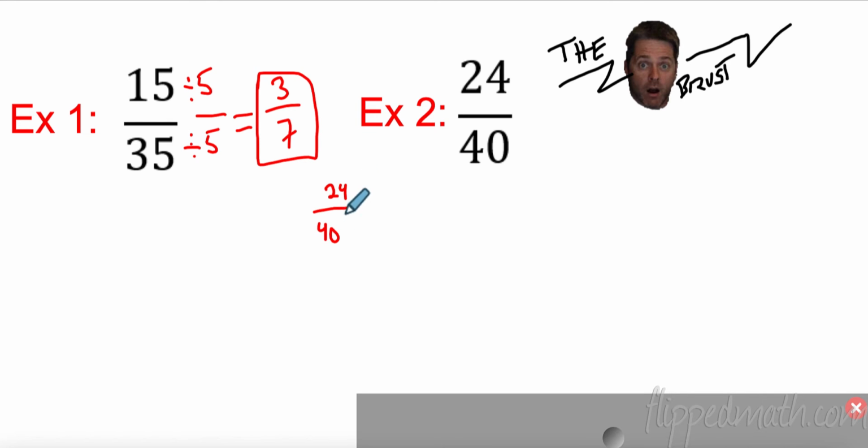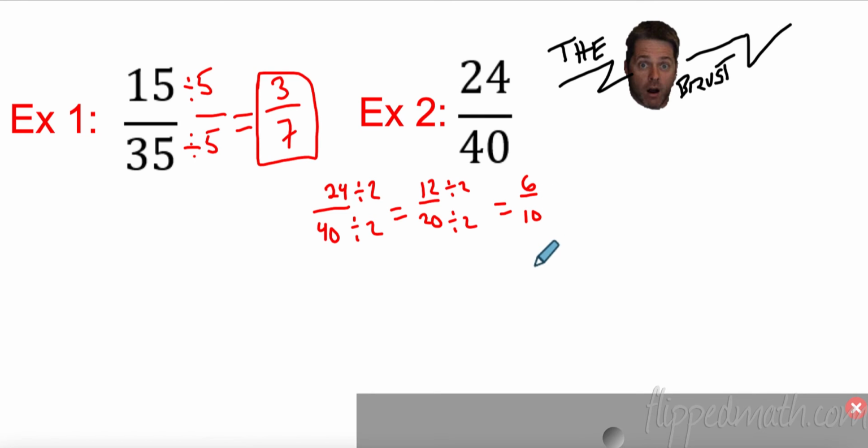I know they both are even, so I'm going to divide both of these by 2. 24 divided by 2 is 12. 40 divided by 2 is 20. Now, I have to say to myself, is there any common factor still? Because I want to reduce it all the way. There's another 2, so I'm going to divide by 2 again. Now I have 12 divided by 2 is 6, and 20 divided by 2 is 10.